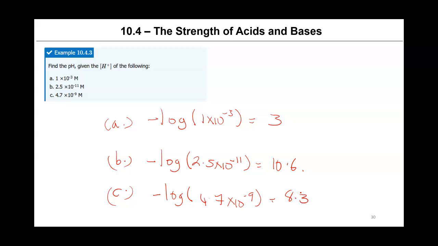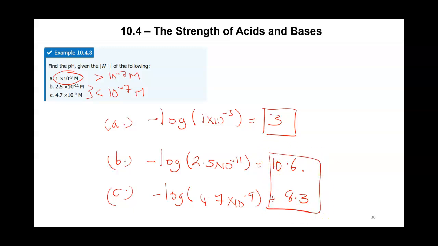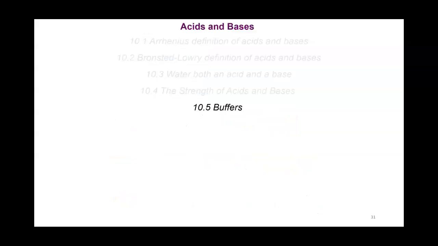In the first example here, the H plus concentration was greater than 10 to the minus 7 molar. So we had an acidic solution, and that's indicated by the pH that is less than 7. In these two examples, in both cases, the concentration of H plus is less than 10 to the minus 7 molar. So we know that we have a basic solution, and in each case we observed that the pH was greater than 7. Okay, and that concludes our section on the strengths of acids and bases.